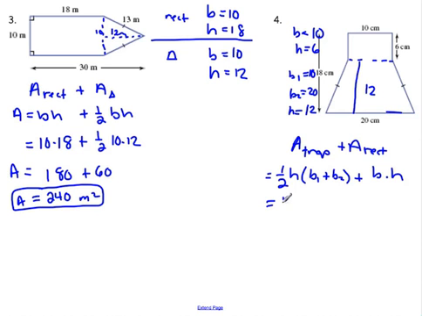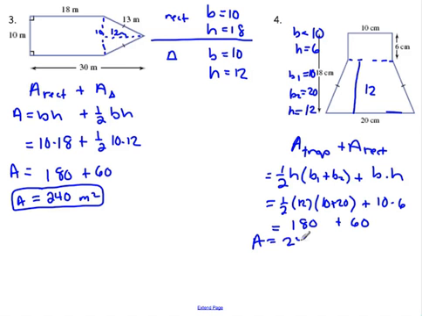I'll just go through and substitute. We'll say 1/2 of 12, and then 10 plus 20 is what we're going to multiply that by. This would just be 10 times 6. Let's see, 1/2 of 12 is 6. 6 times 30 gives me 180 plus 60. Again, I have an area of 240. This time they're square centimeters.